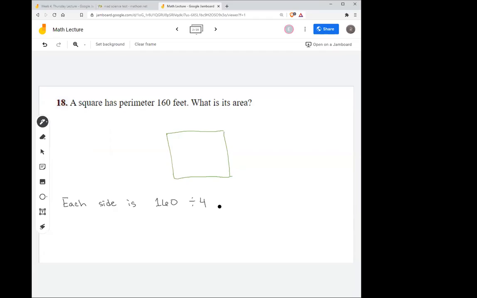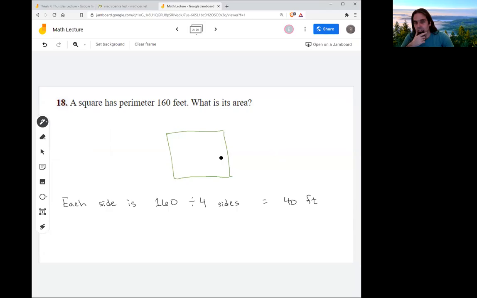Would it be 160 divided by four sides? Yeah. If four things make 160 and they're all the same, then how do I say four equal parts? It's divided by four. I shouldn't put a box around it though. That's not really my answer. So each side is 40. I'll label that.